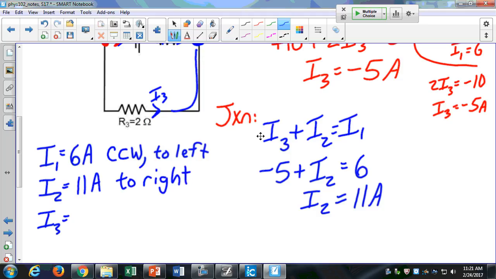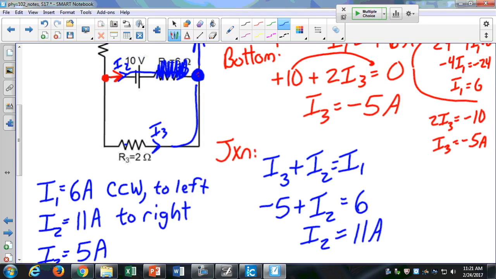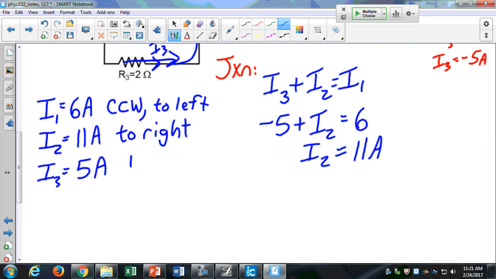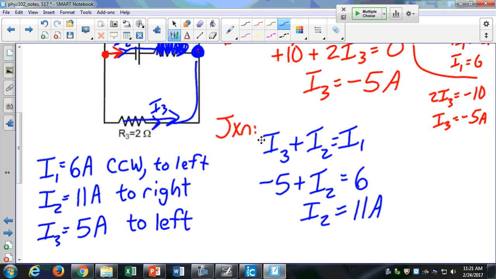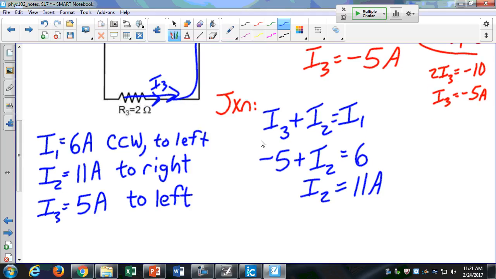And then I3, what would be the direction for I3? We drew it here to the right, but it would be what? To the left. Or you could, I'll do right, left. I think that's easier for us. Or you might see elsewhere it would be, what would that be? Clockwise.